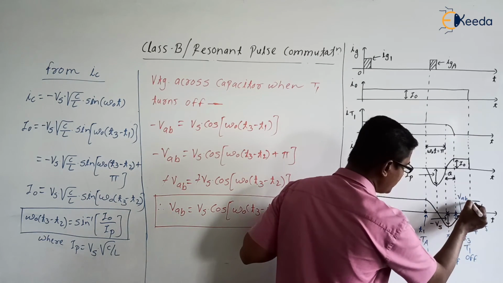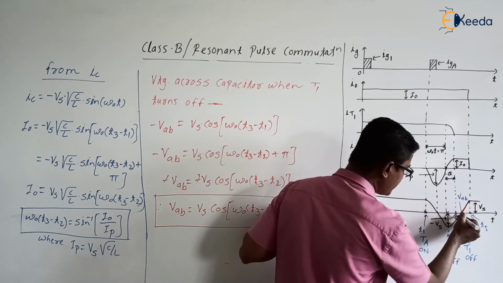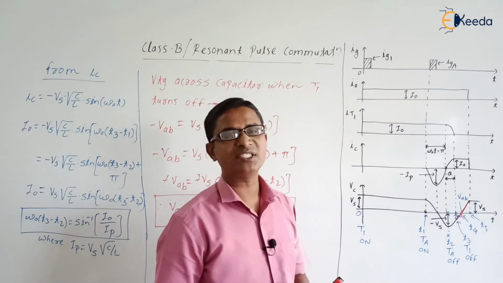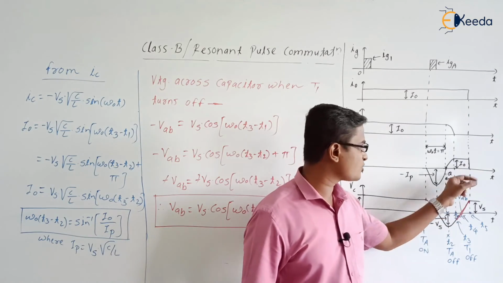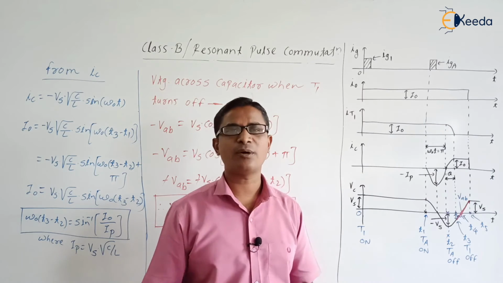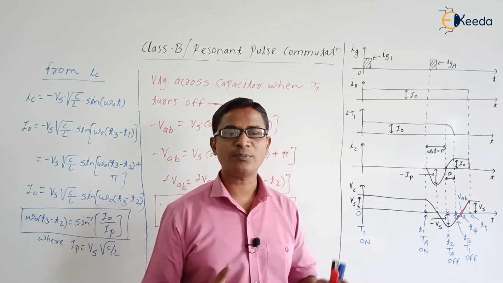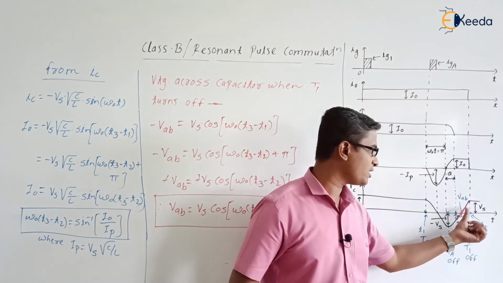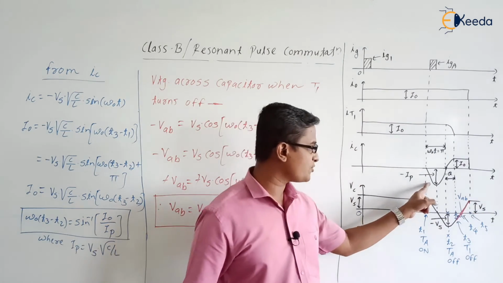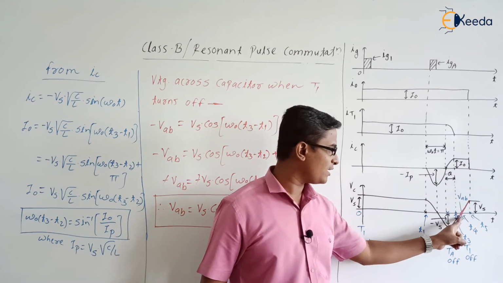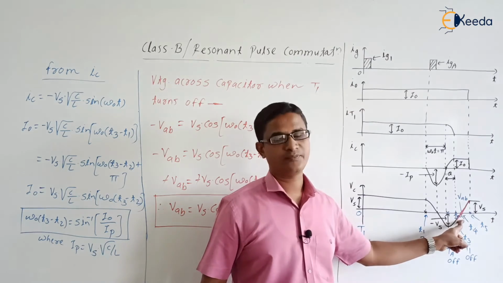Are you getting the point? This red line indicates VC is changing linearly. Why is VC changing linearly? Because IC is constant. As we know, VC is equal to 1 by C integration of IC dt. The integration of a constant term is nothing but a ramp, and a ramp is a linear signal. If IC is sinusoidal, VC is cosinusoidal, so if IC is constant, definitely VC should be linear.